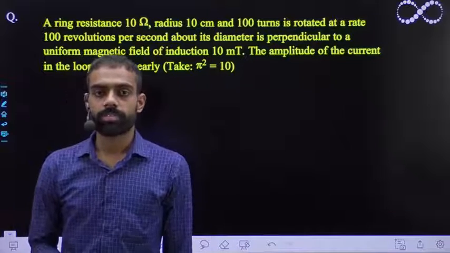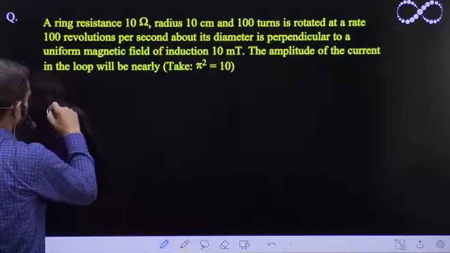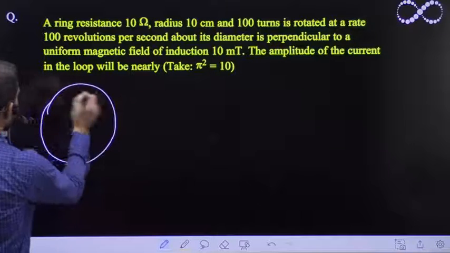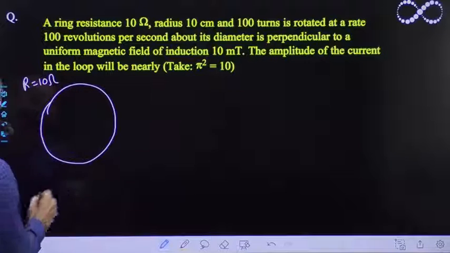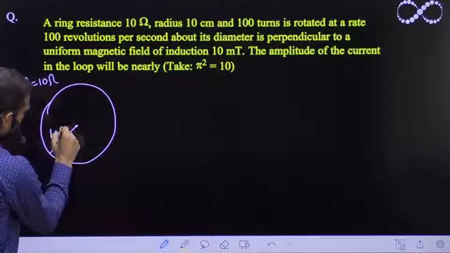Hello students, let us see this question here. A ring's resistance is given, and the radius is given as 10 centimeter. Okay, so let us make one ring here first. The resistance is given as 10 ohm, so R is 10 ohm. The radius is given as 10 centimeter. So this is the center here and this is your 10 centimeter.